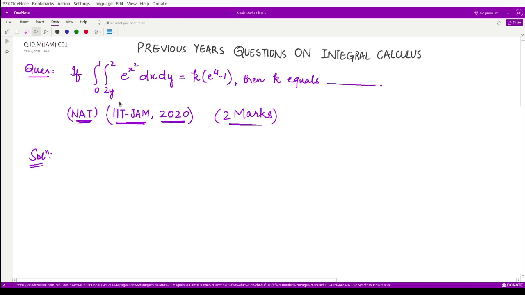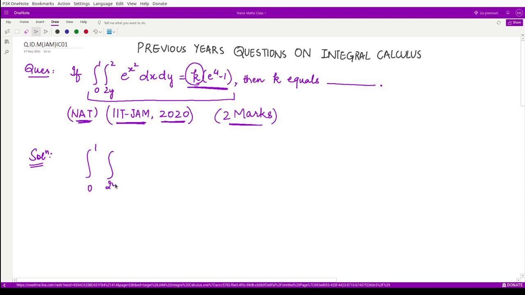This question says you are to solve this double integral, and the value of this double integral is given equal to this quantity, where you are to determine the value of the variable k. For the solution, you will say that performing the double integration of this particular function is very easy. So let's have a look.